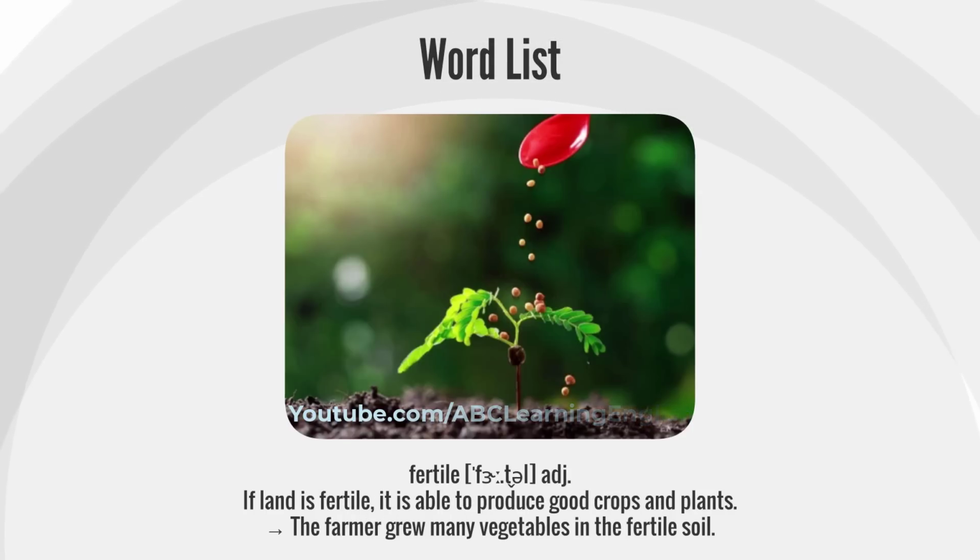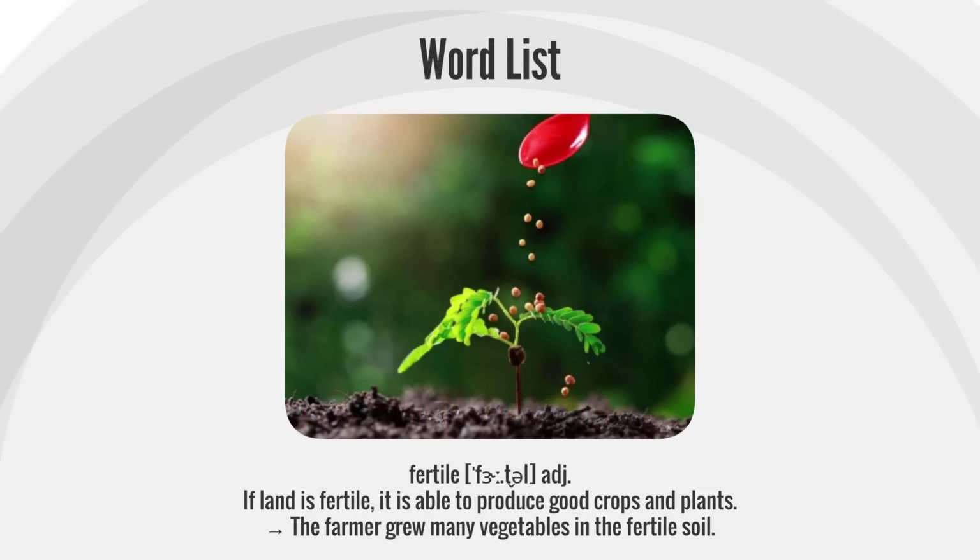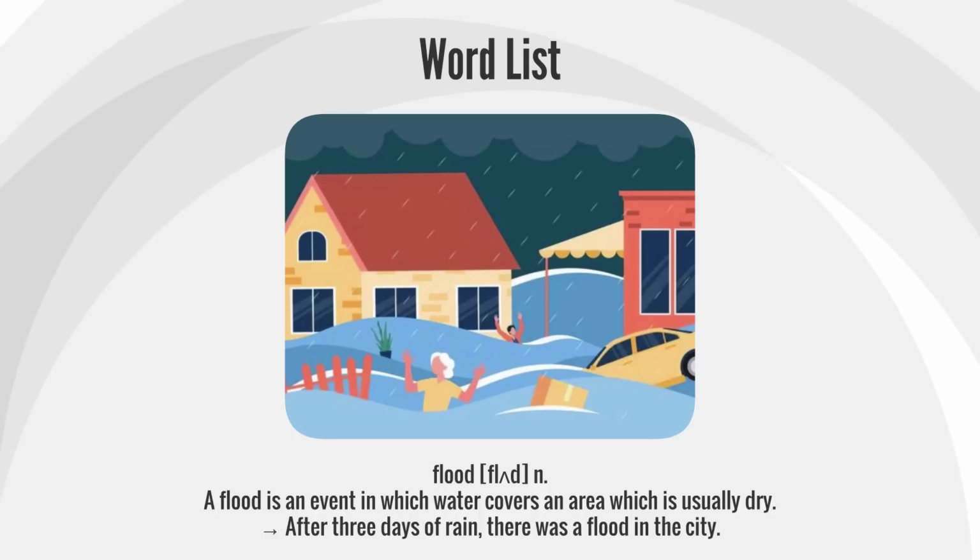Fertile. If land is fertile, it is able to produce good crops and plants. The farmer grew many vegetables in the fertile soil. Flood. A flood is an event in which water covers an area which is usually dry. After 3 days of rain, there was a flood in the city.